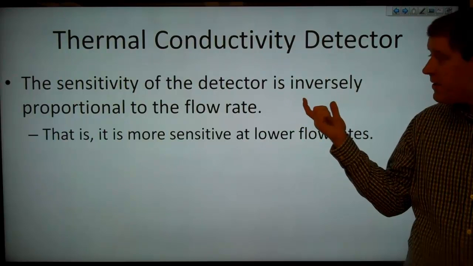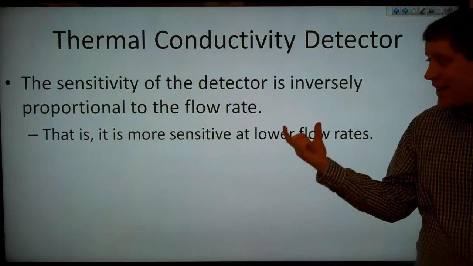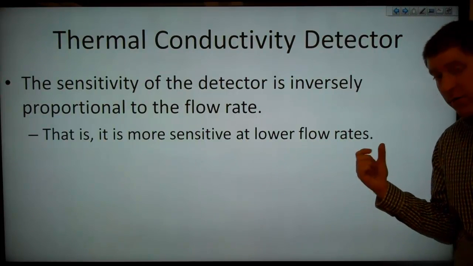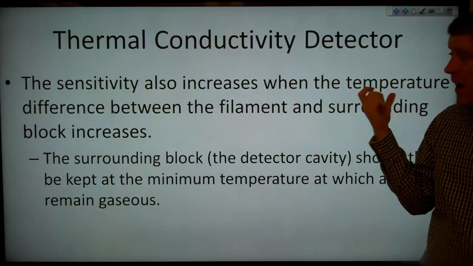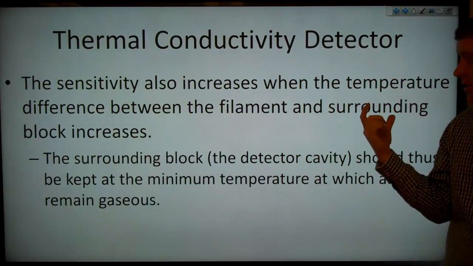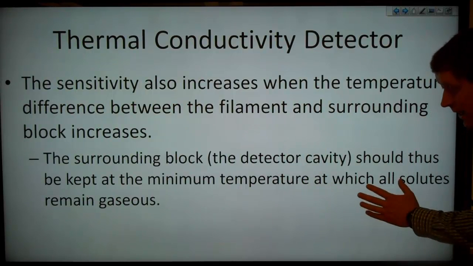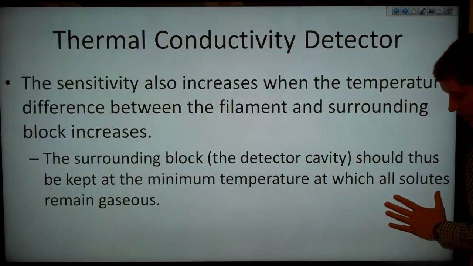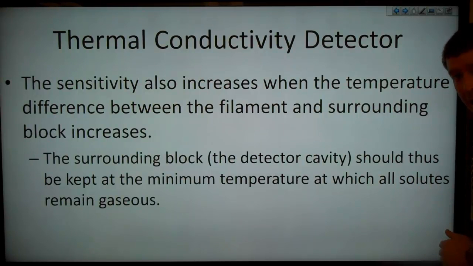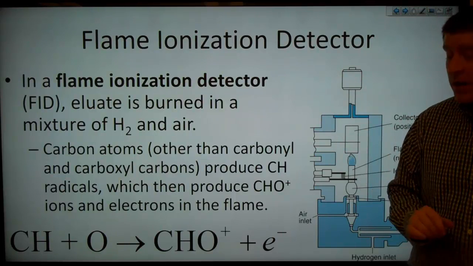Also, the sensitivity of the detector is inversely proportional to the flow rate. That is, it is more sensitive at lower flow rates. And the sensitivity also increases when the temperature difference between the filament and the surrounding block increases. And that surrounding block, the detector cavity, should thus be kept at the minimum temperature at which all the solutes will remain gaseous. Now let's look at a different detector, the flame ionization detector.